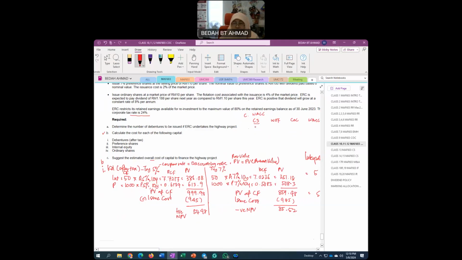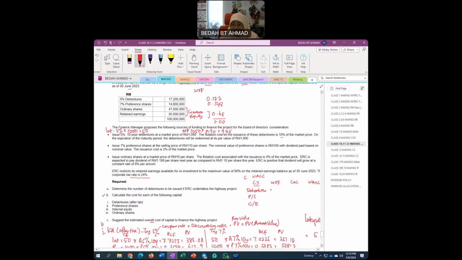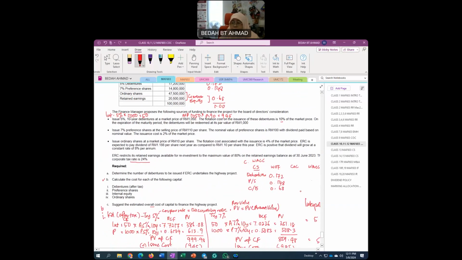Okay, capital structure consists of debentures. Debentures is a debt. Then you have the preference shares, you have the common equity. Okay, the weight of financing we already computed here, 0.172, 0.148 and 0.68. The cost of capital just now we already computed for the redeemable debentures, 4.39. Okay, 4.39 multiplied by that weight of financing, it gives you 0.755. You can take 2 or 3 decimal.